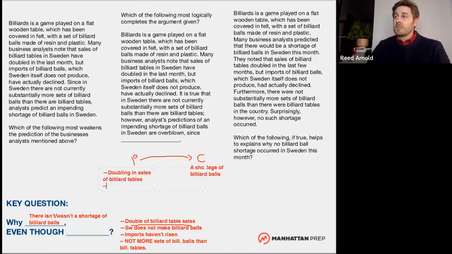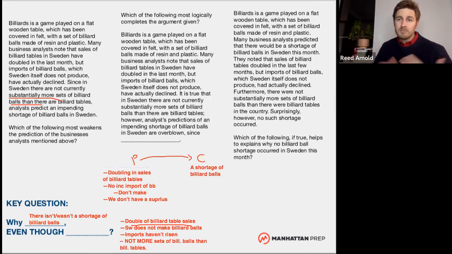And that alone might not be enough. It's also that we have no increase in imports of billiard balls. We don't make billiard balls, so it's like we have to import them. That's the GMAT saying, you have to import these. And we don't have a surplus, basically, right? There are not substantially more sets of billiard balls than there are billiard tables in the country. So we don't have a big surplus of billiard balls. Basically one set of balls for a table, it seems. Maybe a little bit more, but not substantially more. And we've doubled sales of billiard tables.